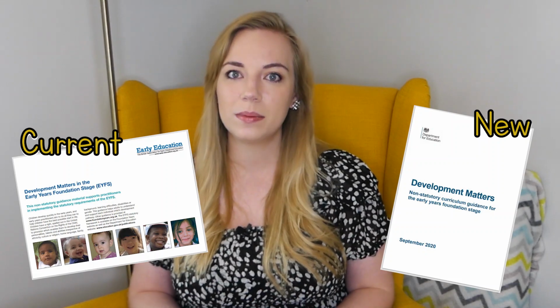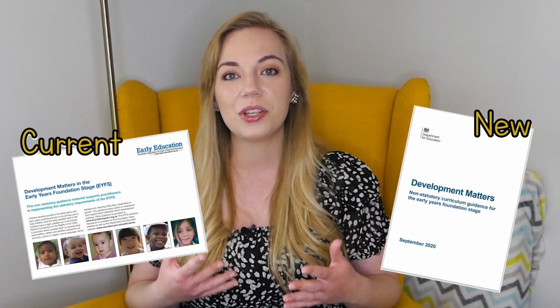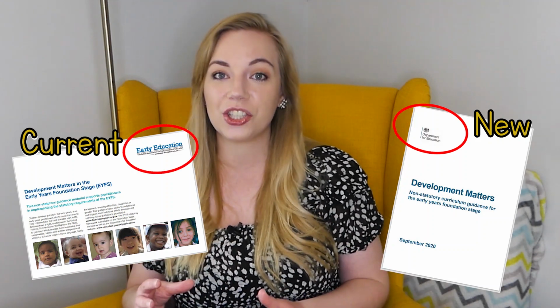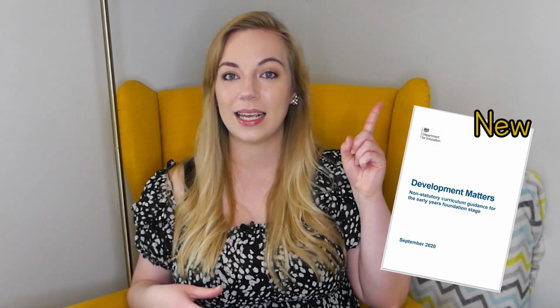However, this time the Development Matters document was produced solely by the DfE rather than with early education. This meant that it was very different, and I have a whole video all about that here. Gone was the guidance for certain age groups. It's a lot more broad, a lot more vague. So, where do we get this information that we are now missing?